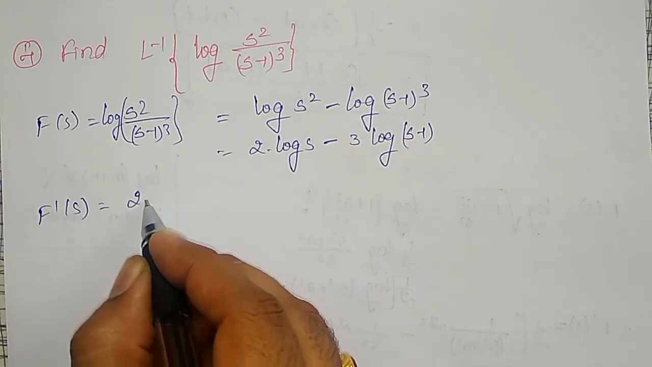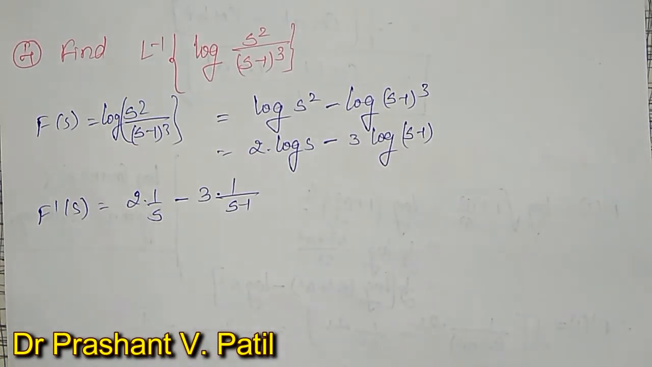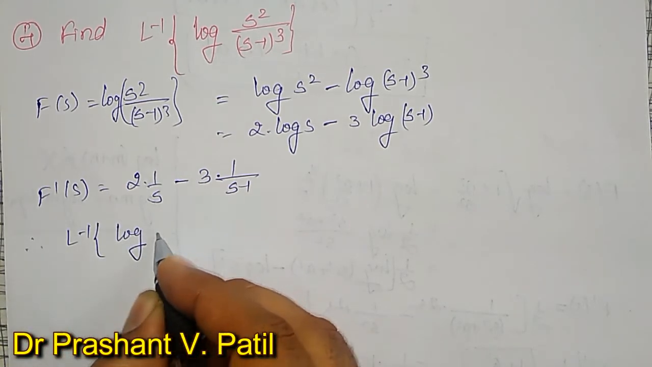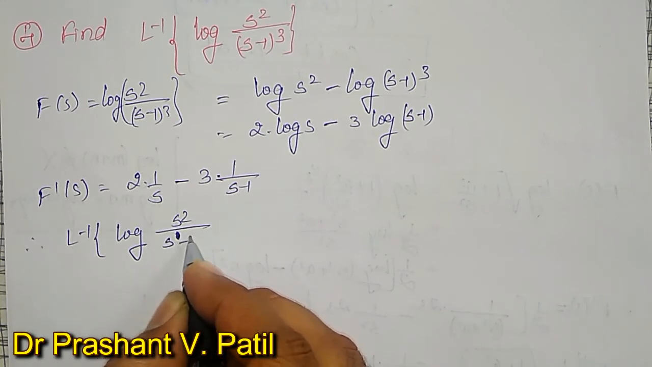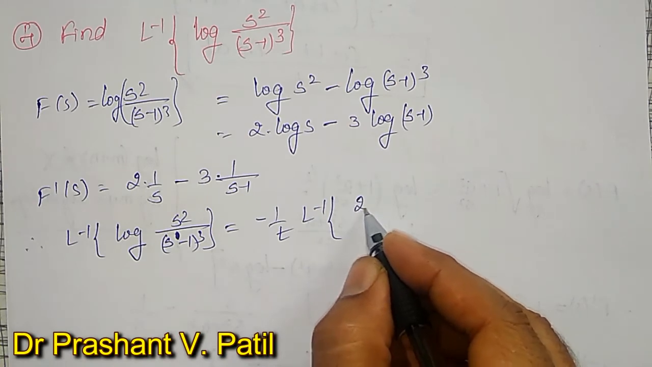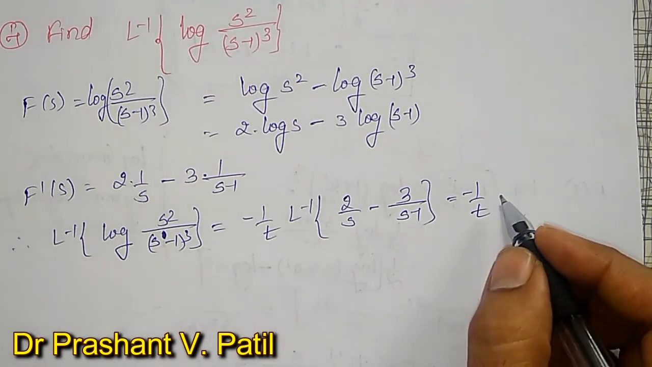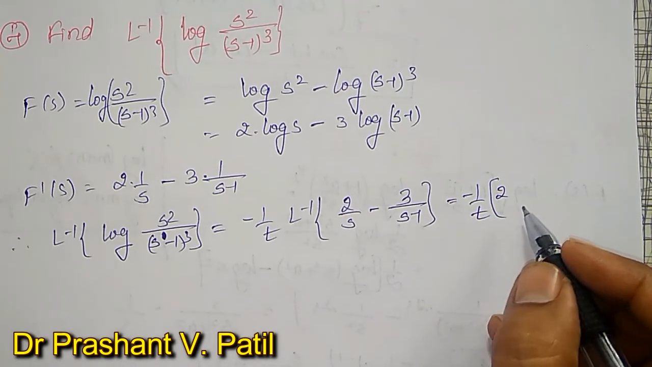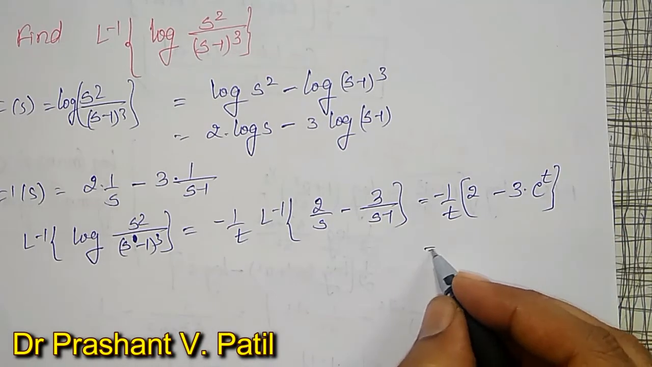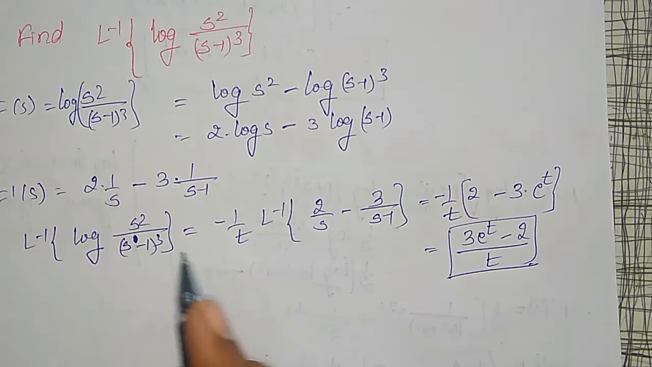Therefore, f dash of s will become 2 into 1 by s minus 3 into 1 divided by s minus 1, since the differential of s minus 1 is 1. Therefore, the inverse Laplace transform is minus 1 by t into inverse Laplace transform of f dash of s, which is 2 by s minus 3 divided by s minus 1. That equals minus 1 by t into 2 minus 3 e to the power t, or you can write it as 3 e to the power t minus 2, divided by t.